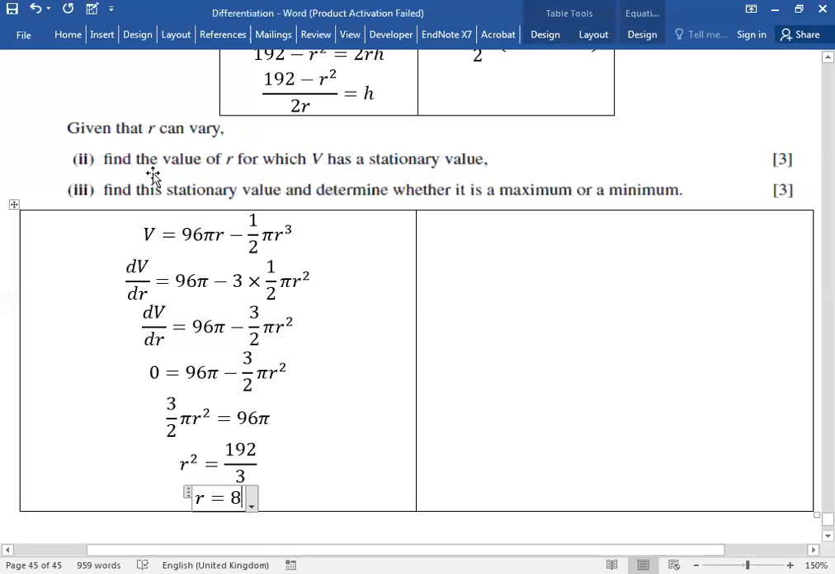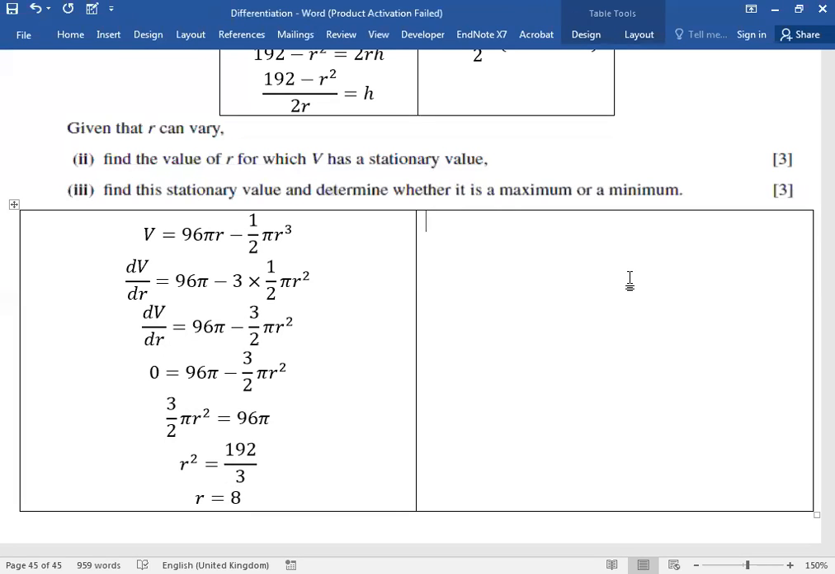क्वेश्चन पढ़ लिया करो, sometimes it asks the stationary value of v, so ये r की वैल्यू निकाल के फिर v में प्लग इन करनी पड़ती है, but the question is asking find the value of r, that's it. What about the second part? How do we figure out if the nature is minimum or maximum? Derivative से nature पता चलती है. चलिए derivative, how do we find the nature?